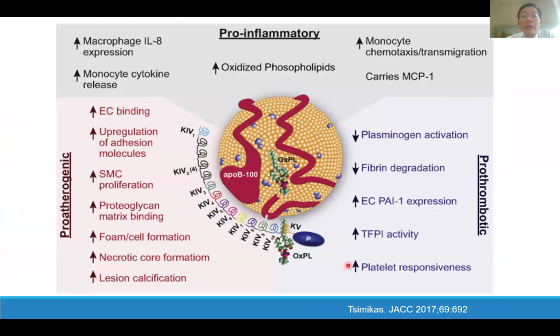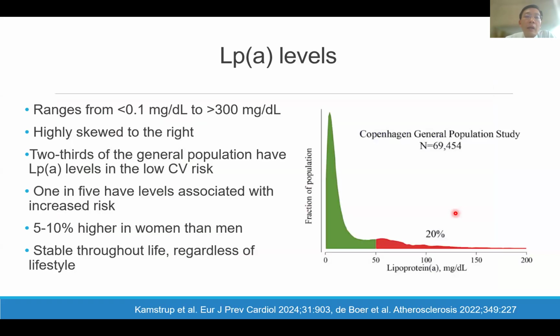Therefore, the Lp(a) particle has been shown to be pro-atherogenic because of its cholesterol content, and also pro-inflammatory because it contains oxidized phospholipids that could drive inflammatory response. In addition, it could be pro-thrombotic because of the Apo(a) component. The levels of Lp(a) vary by a factor of 1,000, ranging from less than 0.1 milligram per deciliter to more than 300 milligram per deciliter.